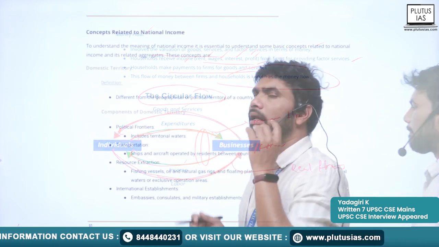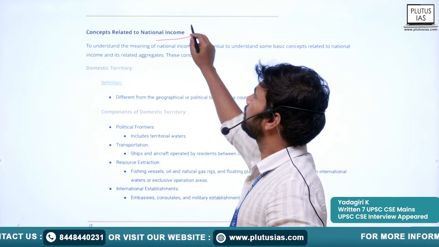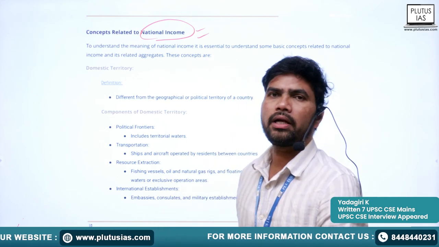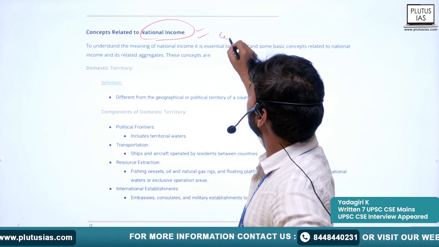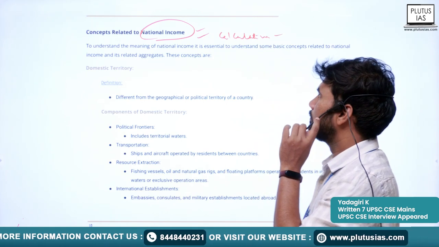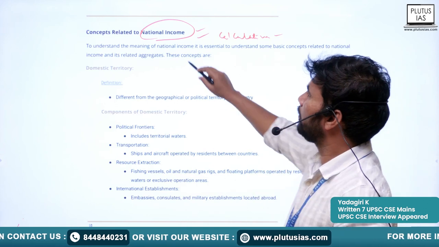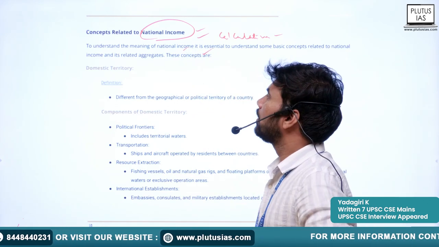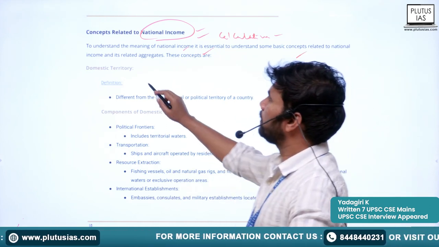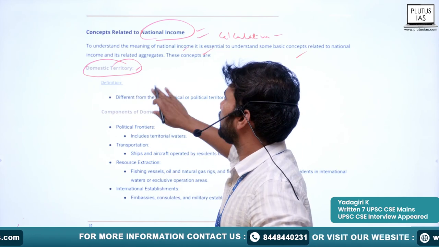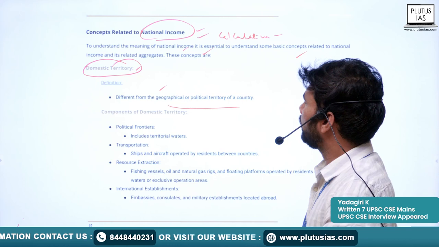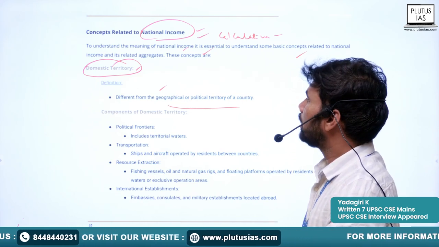Right. Now we will understand the concepts related to national income. These concepts are very much required when we are calculating the national income. To understand the meaning of national income, some basic concepts are required. Among them, the first one is domestic territory. The definition is that it is different from the geographical or political territory of a country.